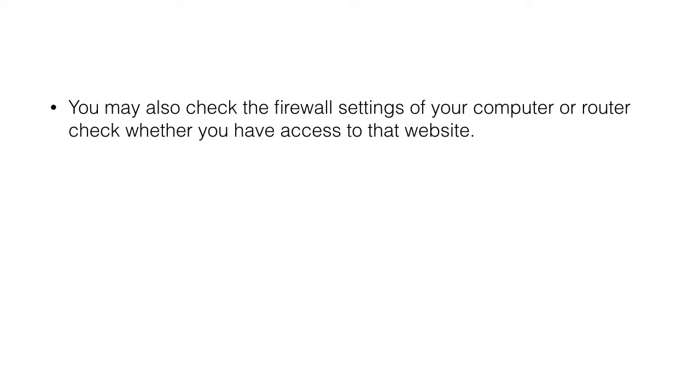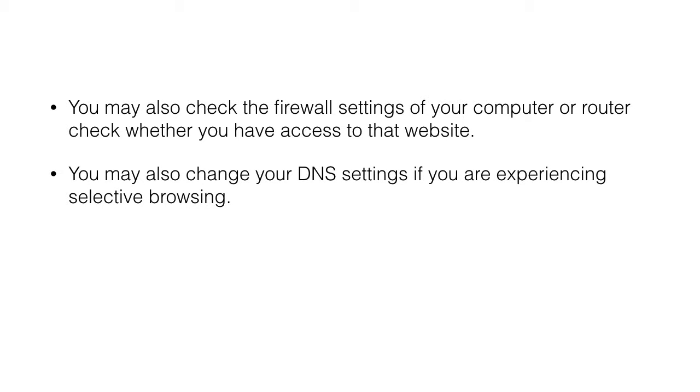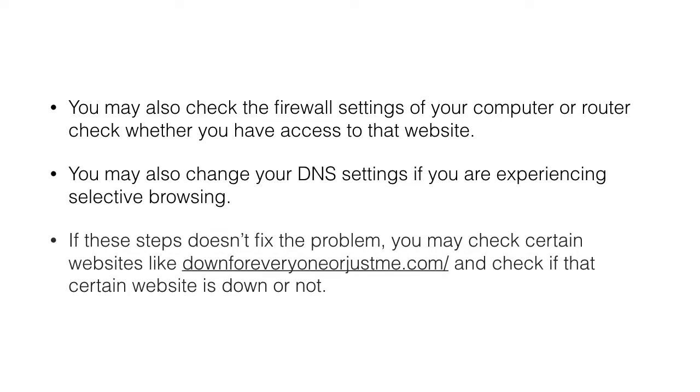You may also check your firewall settings of your computer or router, whether you have access to that website. You may also change your DNS settings if you're experiencing selective browsing. And if these steps don't fix the problem, you may check certain websites like Down for Everyone or Just Me.com and check if that certain website is down or not. You just type in your website and then you check if it's down or not.